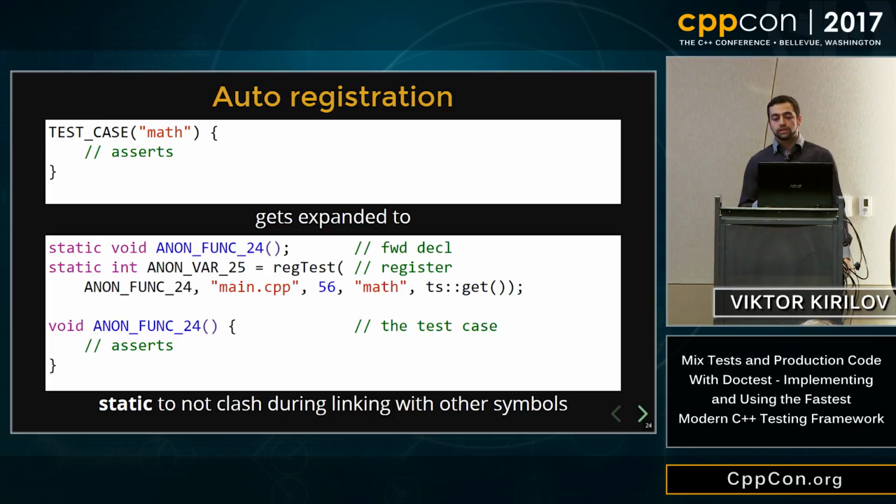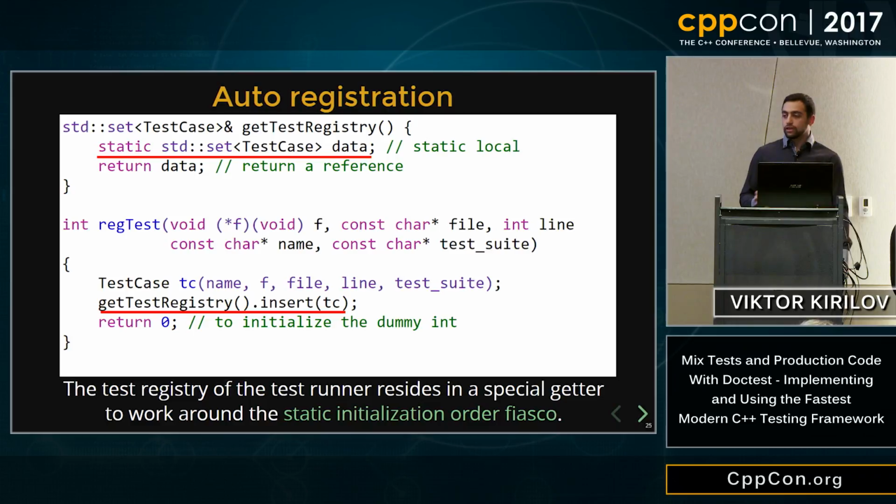So here I'm using static for the function and for the dummy integer because, as I said in the previous slide, counter always starts from 0 for each translation unit. So if these weren't static, I might get linker errors when I write tests in multiple source files.